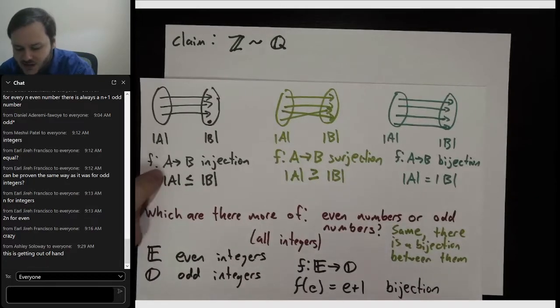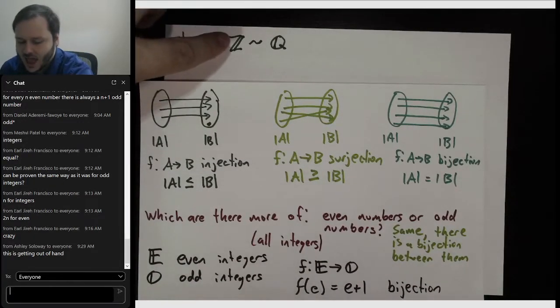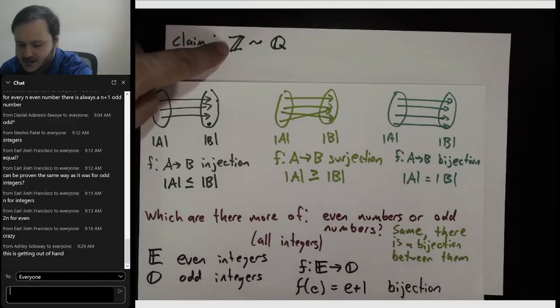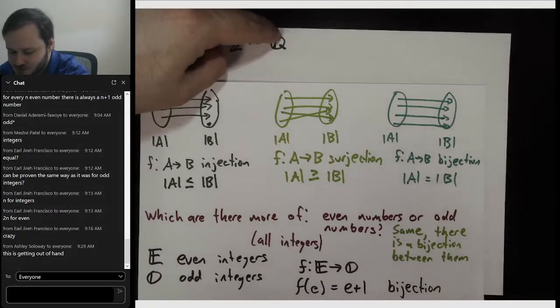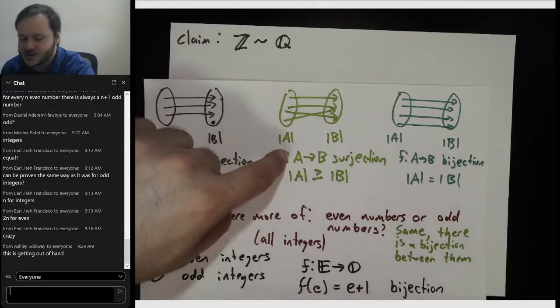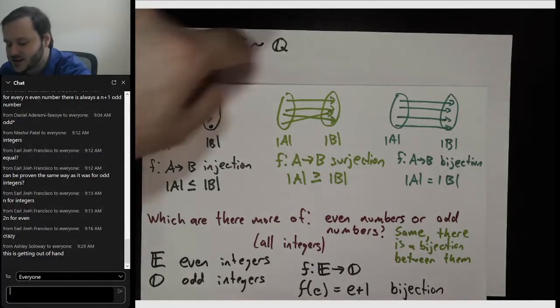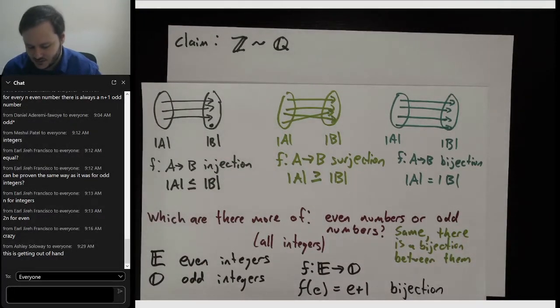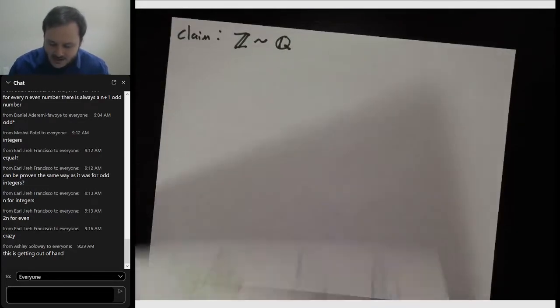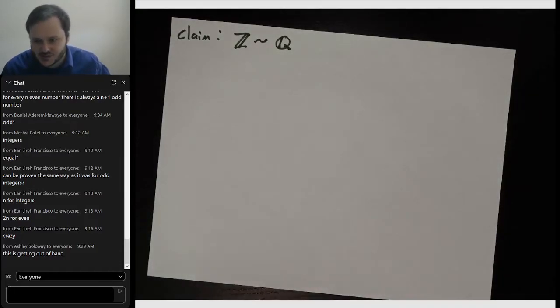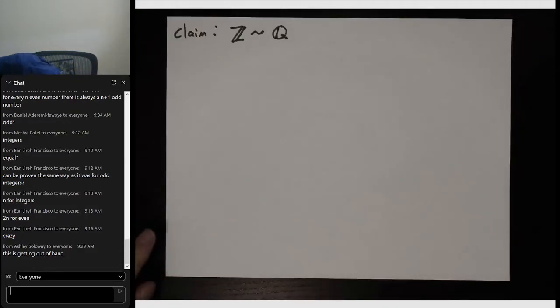Because if I give you an injection, that means that there's at most as many integers as there are rationals. And if I give you a surjection, that means there's at least as many integers as rationals. That's my plan. Rather than just give you a bijection directly, I get to give you two different functions, one of which is an injection and one of which is a surjection.